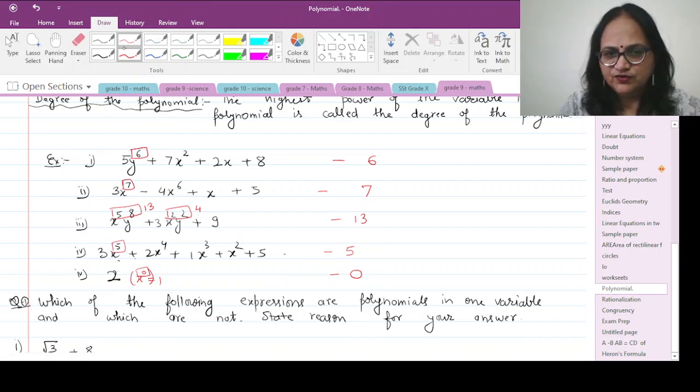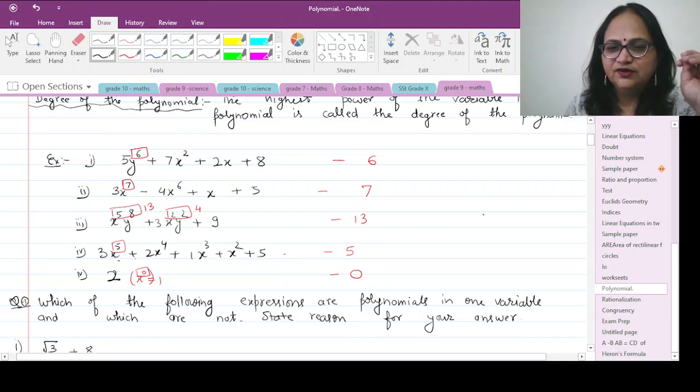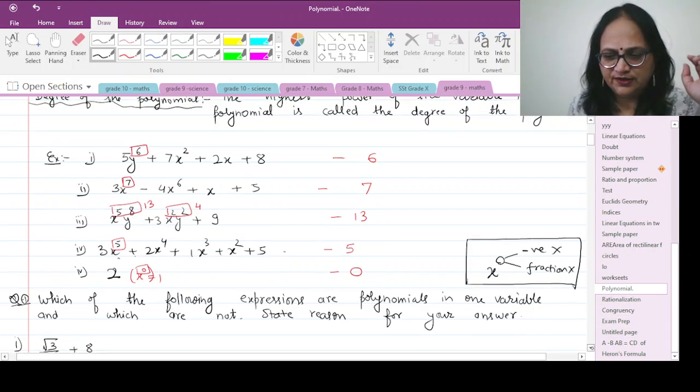Now what we have to see, the next concept. How do we decide that a given expression is a polynomial? It may be or it may not be. So how do we decide? See, the power of the variable cannot be negative and it cannot be in fraction. We need to check these two things. Power should not be negative and power should not be in fraction. So basically it should be a whole number, right?